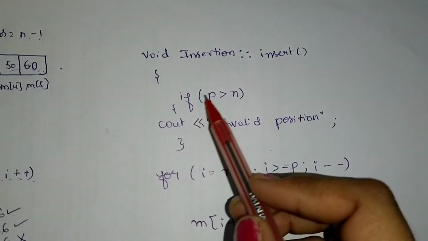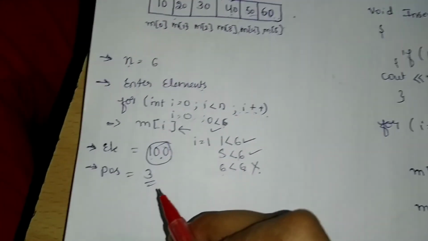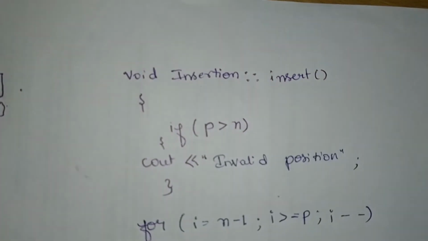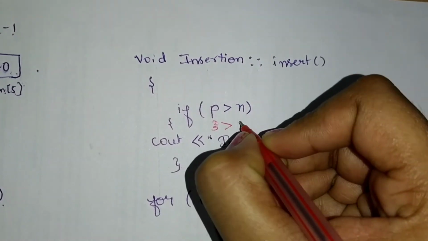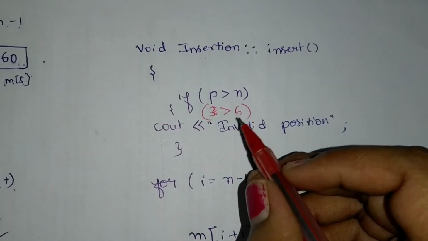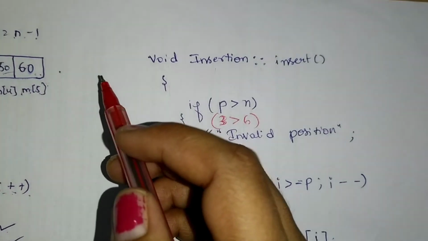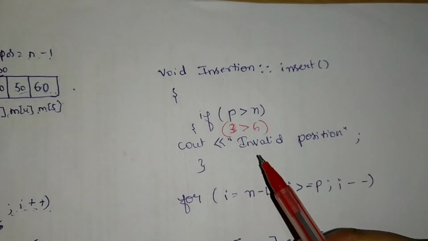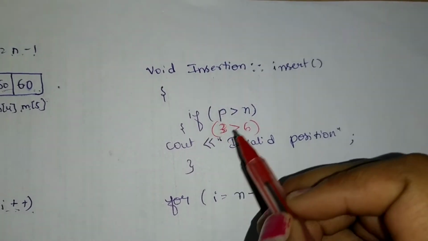So first what we need to do is check whether the given position is greater than n. Here I have taken the position as 3 and the n value is 6. So it will check whether 3 is greater than 6, because we should specify the position only within the range. We cannot take a position greater than that value, because that exceeds the range.